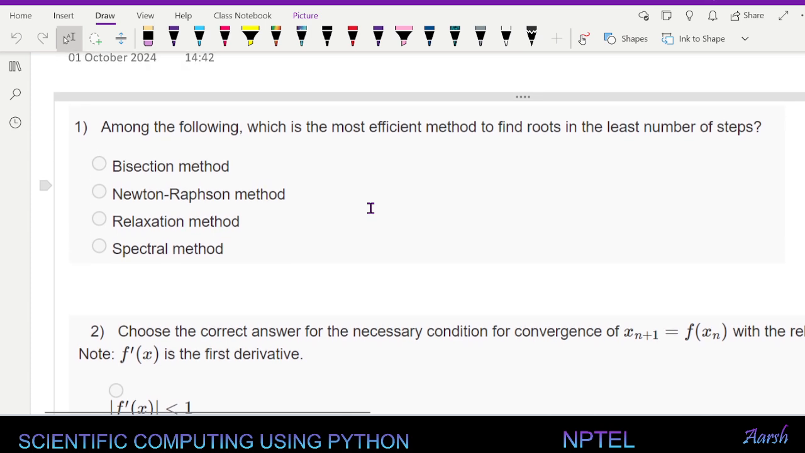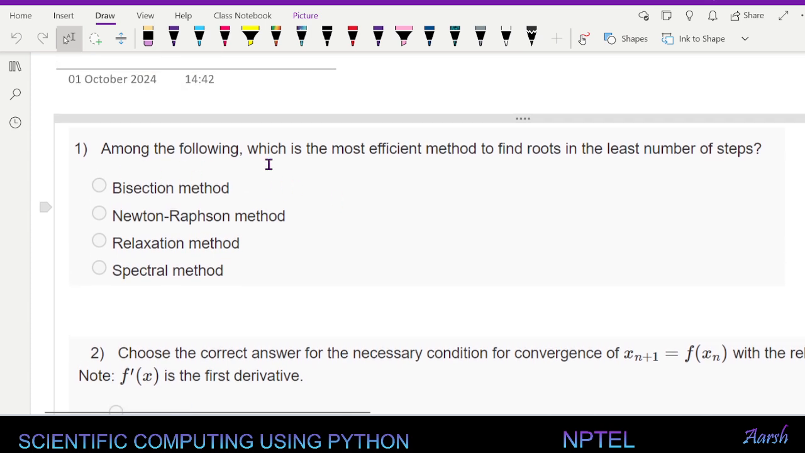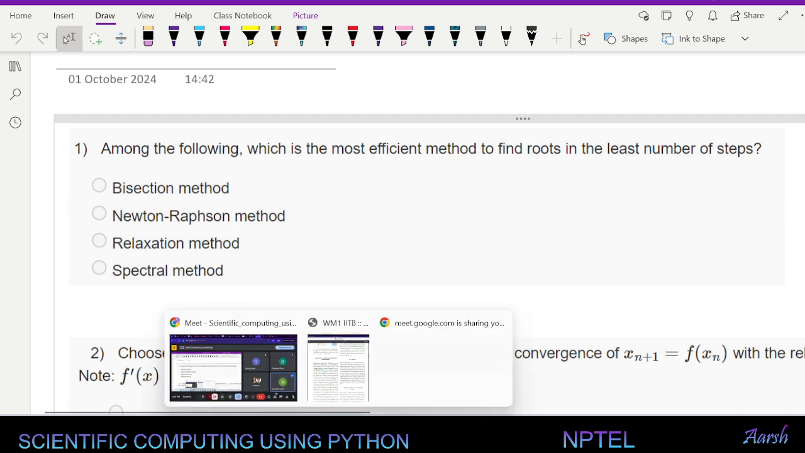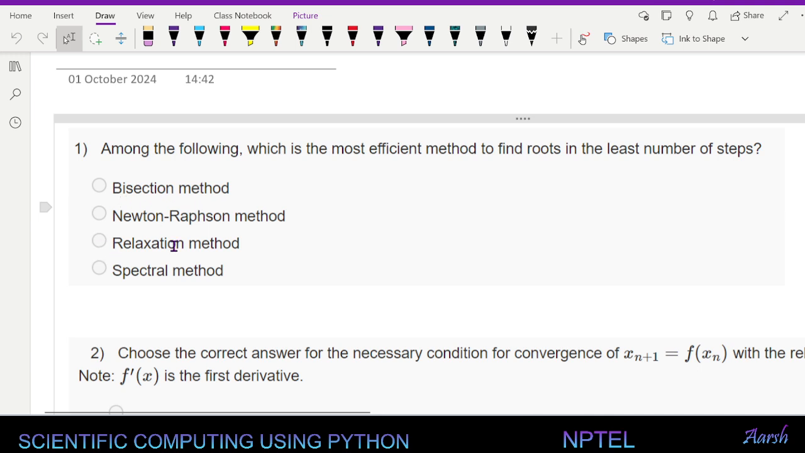First one, answers in the chat box. Which is the most efficient method to find the roots in the least number of steps? Bisection, Newton-Raphson, relaxation, or spectral method? Answers in the chat box. Bisection, Newton-Raphson, relaxation, or spectral?